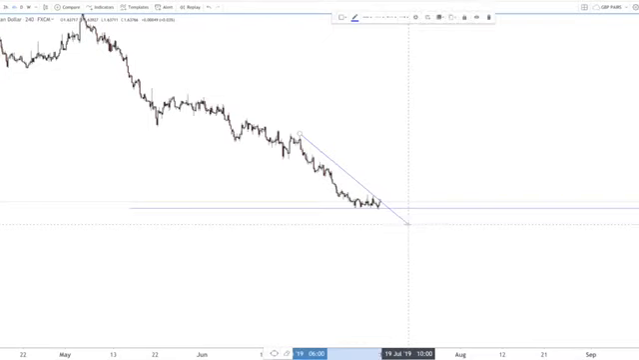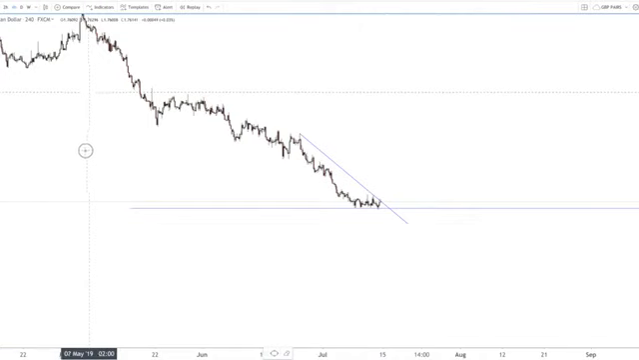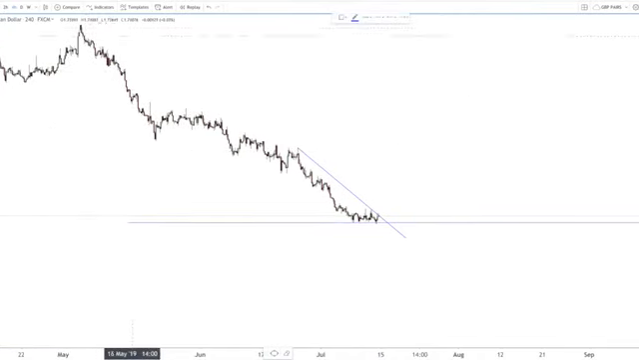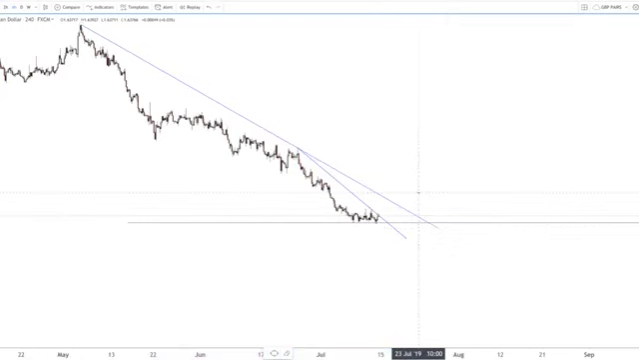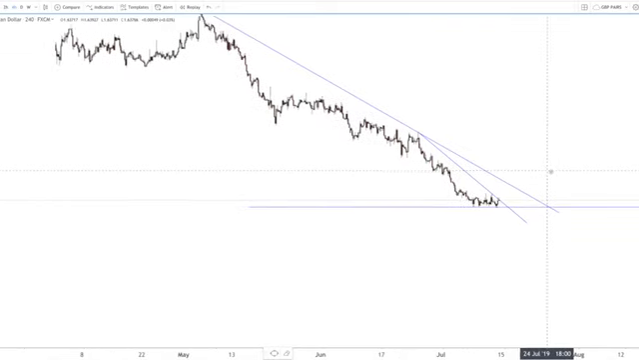And should we break through this, then we should see this pair start moving up higher. If we go to the outer trend line, this all helps you get your understanding of the direction of a pair. So you can see that's the outer trend line.